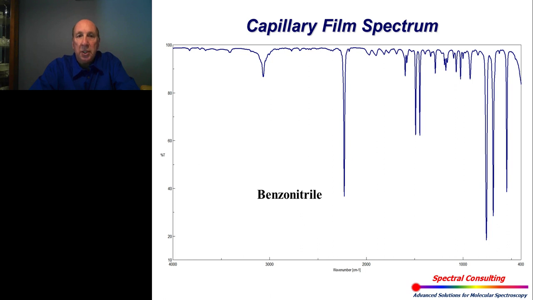So here's an example of a capillary film spectrum where we've just put a few drops of benzonitrile again between two salt windows. I can do that because I know benzonitrile is not going to attack the salt windows. And we get a very good spectrum. Again, the baseline is near 100% transmission, and the strongest peak is right about 15% T.